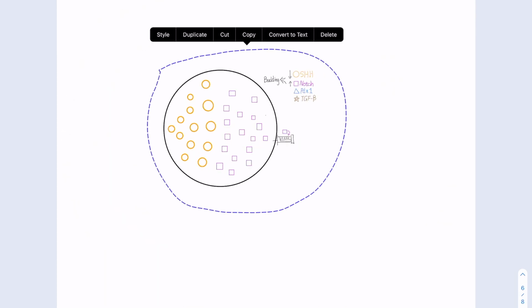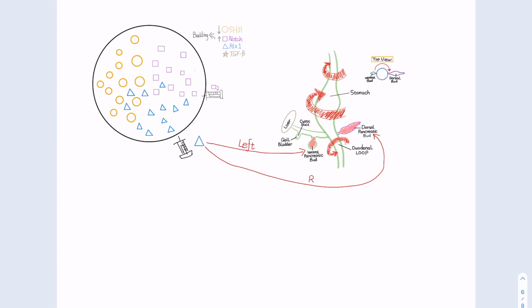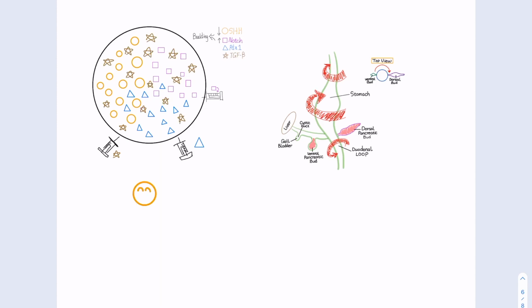Right after this process, the triangle is injected and starts to spread in the body. And it is because of the increase in the triangle that the dorsal and ventral find their location. At last, it is because of the increase in the amount of star that the cells are able to replicate themselves and make their own body.